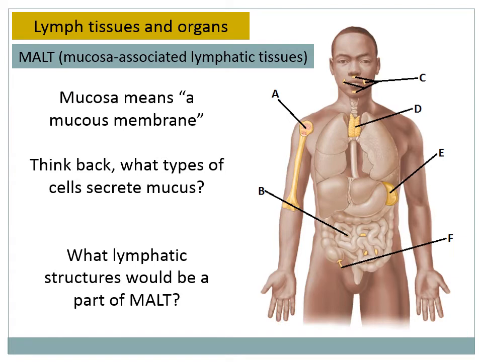We also have these things called MALT tissues here. MALT stands for mucosa-associated lymphatic tissues. So remember, mucosa, we're talking about a mucous membrane. Mucous membranes are just where we have mucus-secreting cells. So think back, what type of cells secrete mucus?